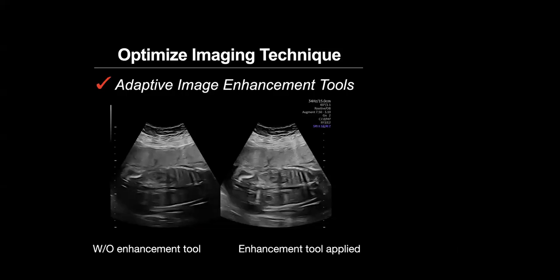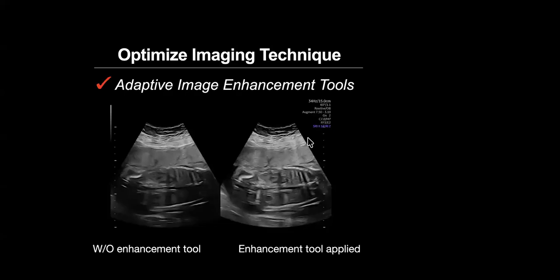Here's just an example of an adaptive imaging enhancement tool. Without the imaging enhancement, when you have a lot of attenuation going through, right? Going through the layers, as you could see here, through skin, adipose tissue, as well as placenta, and of course going through bone, you notice your image tends to get dark.